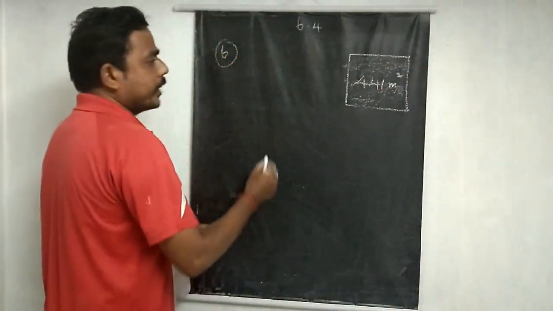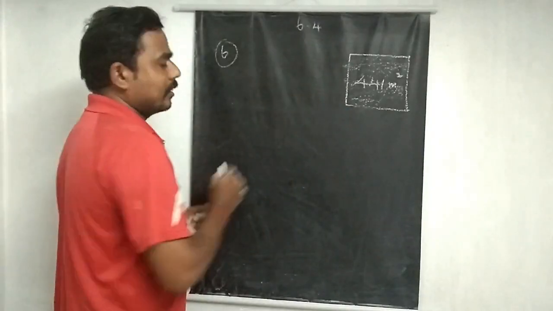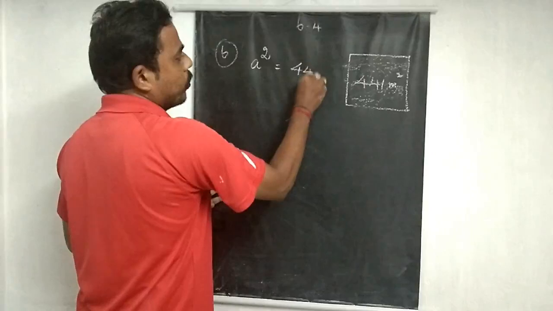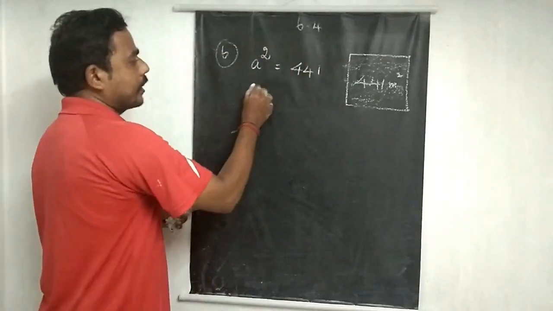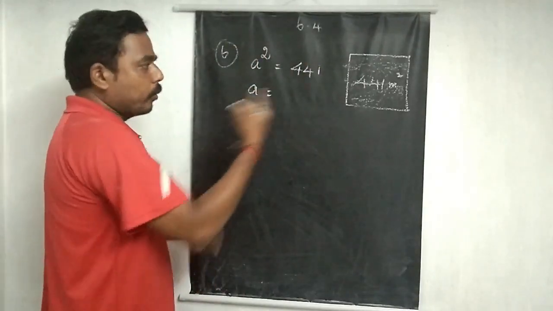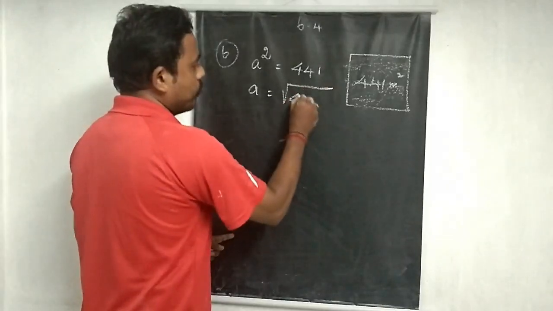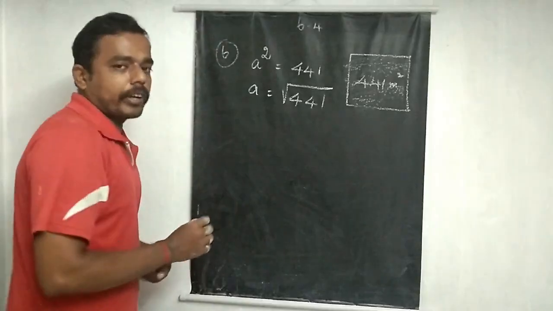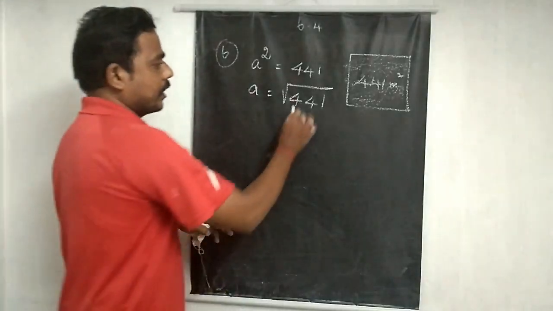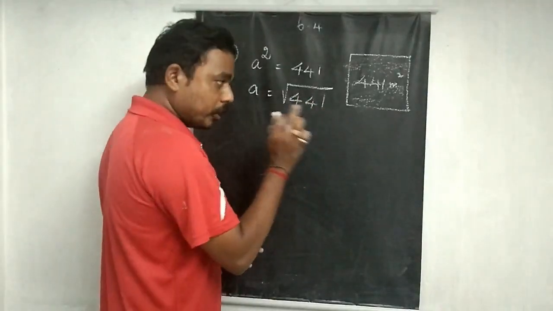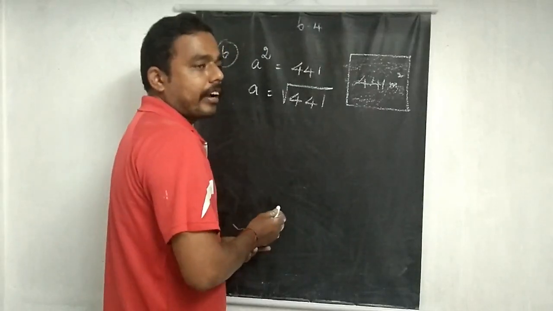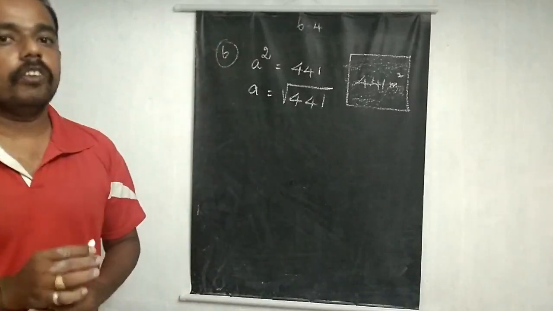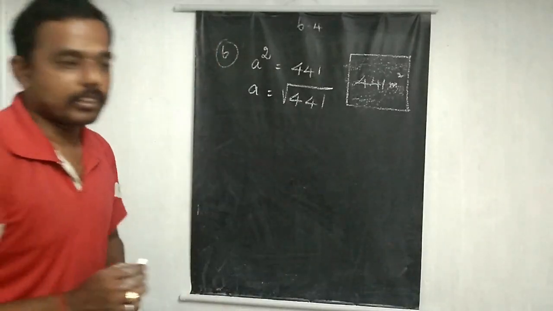We know that the area of a square is a squared. That is a squared equal to 441 square meters. So a is nothing but the square root of 441. We need to find the square root. We can use the long division method. Already it's a perfect square number. If you know that, you can write it directly. Otherwise, find it by using the long division method or the prime factorization method.